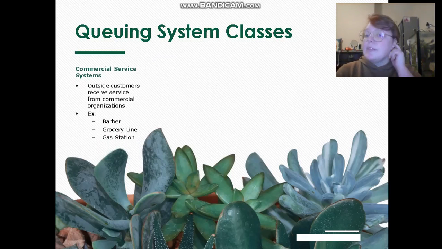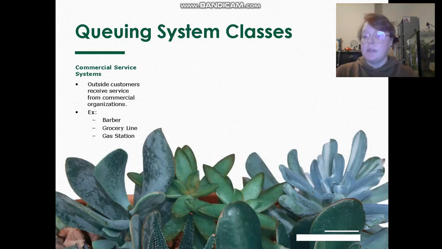Our first one is going to be commercial service systems. And these are systems where outside customers come in to receive a service from a commercial organization, where they are not internal to the organization. So typically you're going to see examples in retail services or things like a barber shop or a grocery line or a gas station like we just talked about.